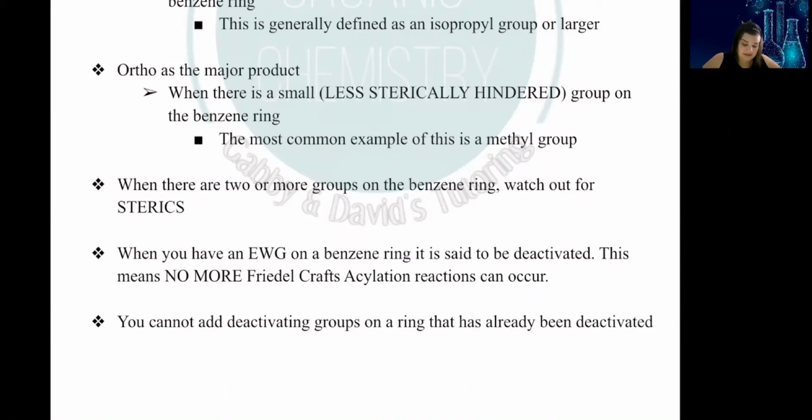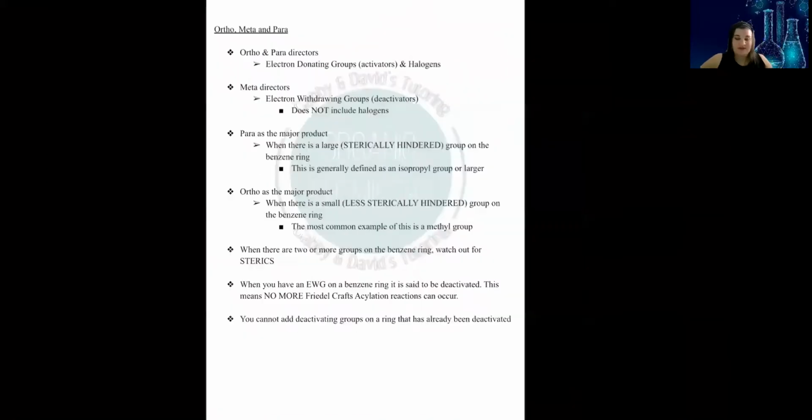Now, the next thing I want to talk about is when you have withdrawing groups on a benzene ring, right? We say that the ring is deactivated. When you have a withdrawing group, it means that you can't really do any more Friedel-Crafts reactions, okay? All right, so that's just some info. I know you don't know much of the terminology yet, but that's the point of this video, to kind of get you familiar with everything, okay?